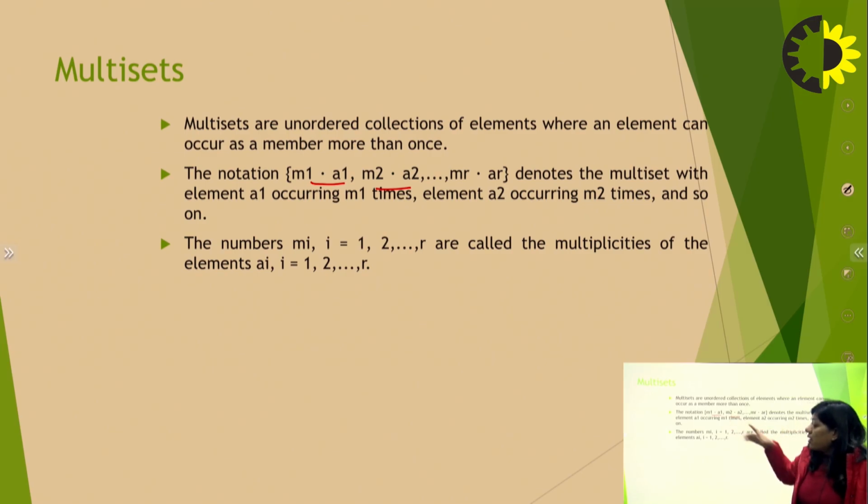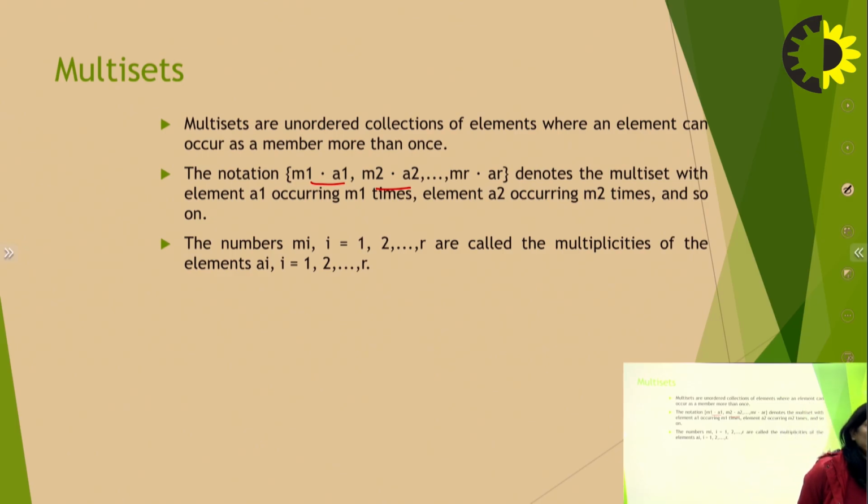Here I have read m1 dot a1, comma, m2 dot a2, m3 dot a3, the occurrence of a1, the frequency of a1 occurring m1 times, or the element a2 occurring m2 times, and so on. So this is the definition of a multiset, where an element can occur as a member more than once. So this is the property of multiset.